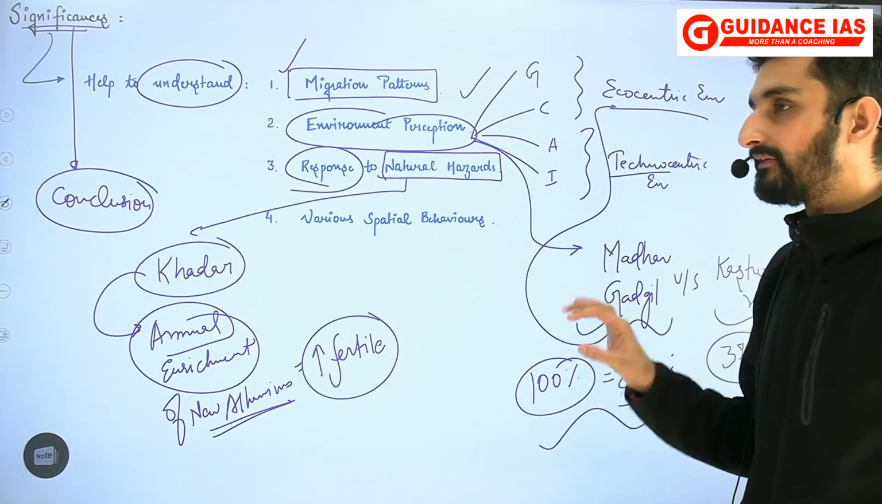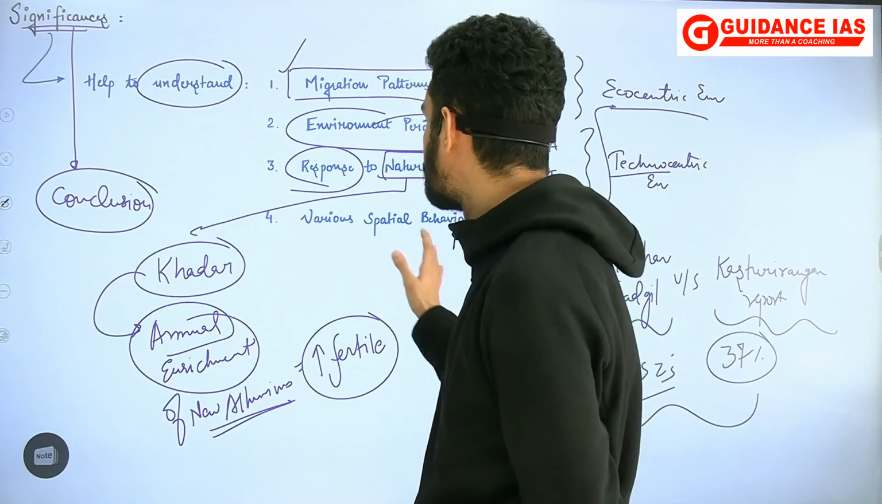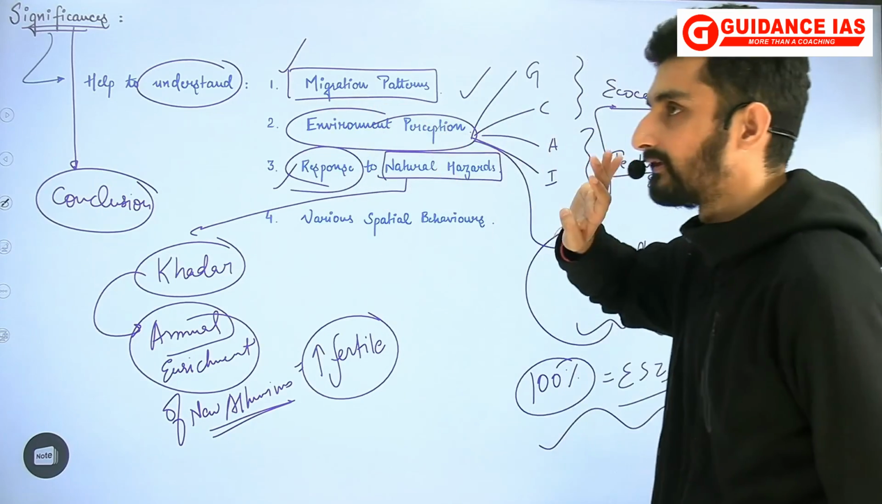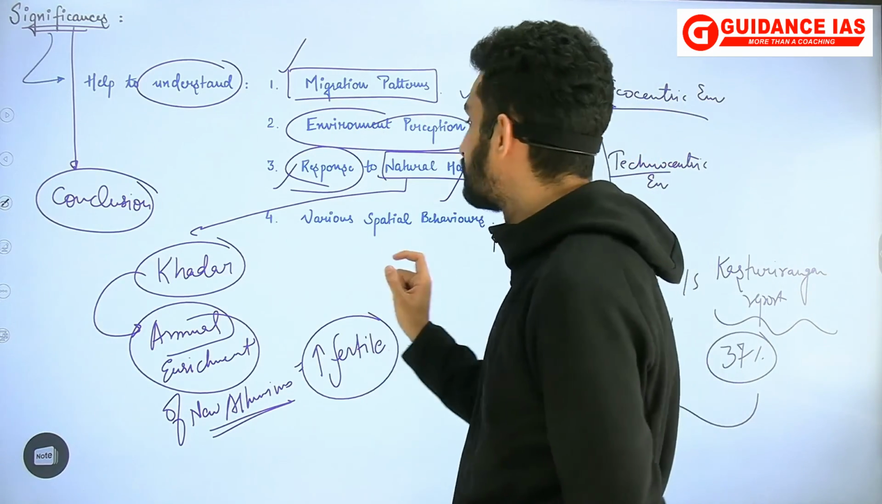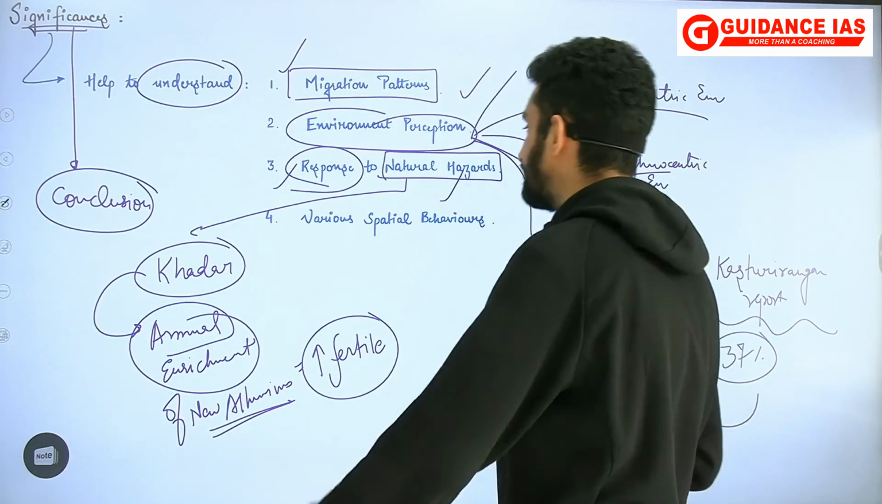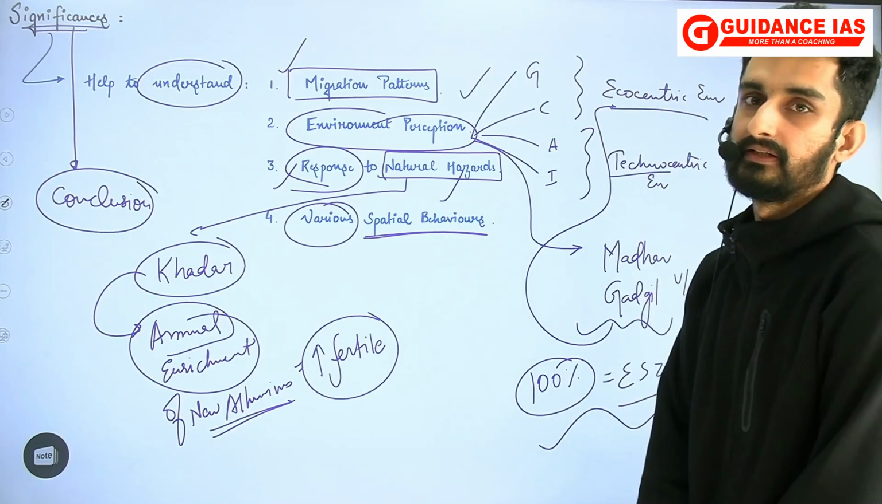There are certain people who are living in the zone 4 seismic zones. So what is the behavior? What are the behavioral aspects in their lifestyle that we can actually understand? And based on that, we can make more robust disaster-related policy making. I hope it is clear. And the final point is, it helps you to understand various spatial behaviors in space. I hope it is clear.